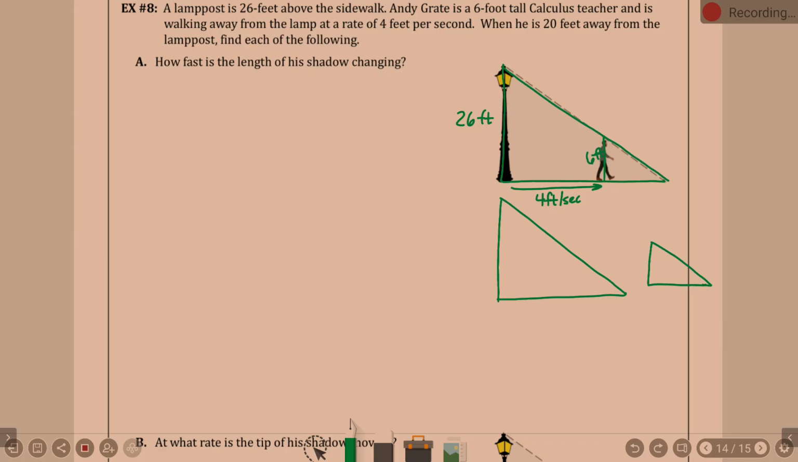So this is when x equals 20. Is that x always going to be 20? No. In fact, I probably shouldn't have put it in there because that's going to get confusing. So you know in the big triangle, this is a 26. In the small triangle, this is a 6. I believe what I do is I call these x and y.